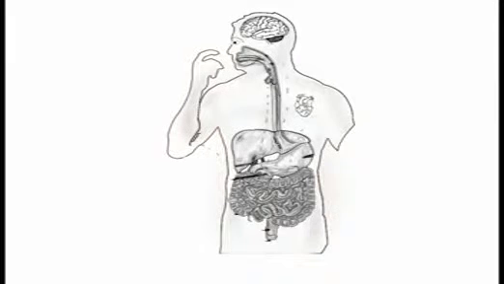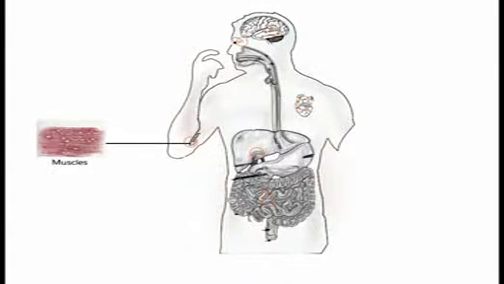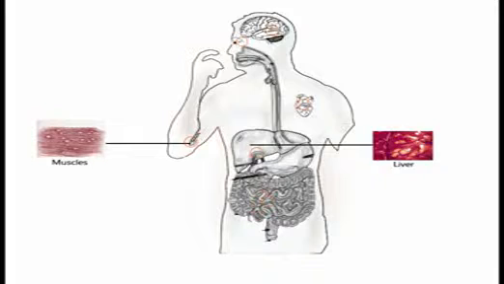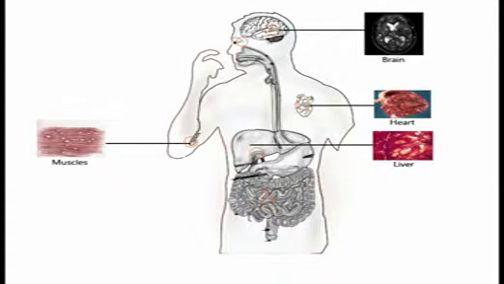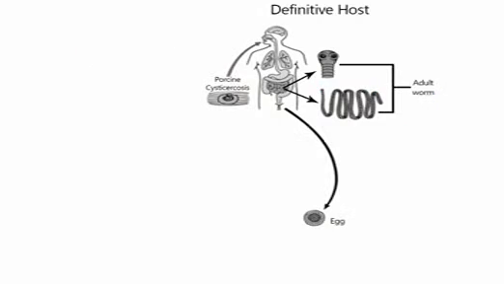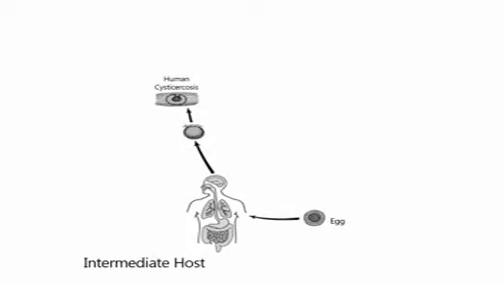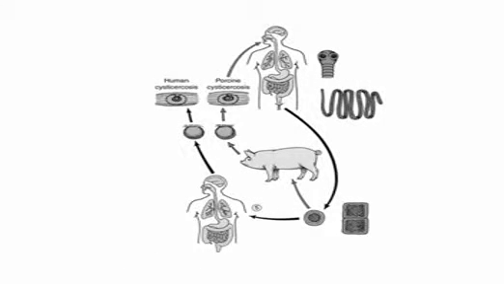This leads to development of larvae in the human small intestine and their migration to multiple organs like the muscles, liver, heart, brain, and eyes, with subsequent cyst formation. Thus, humans serve as both the definitive host and the intermediate host of this parasitic helminth.